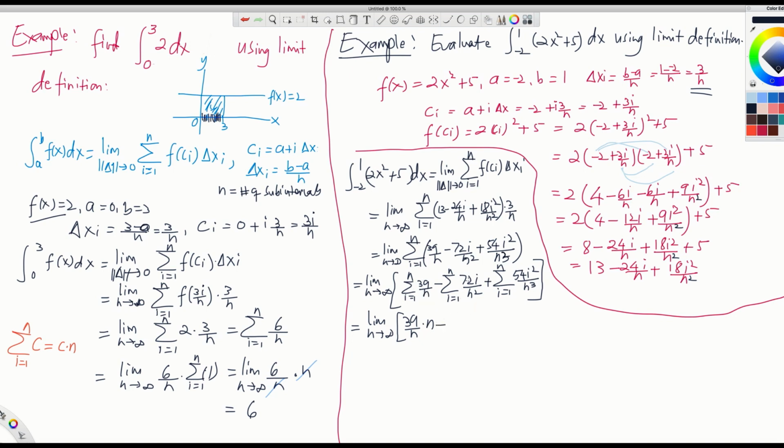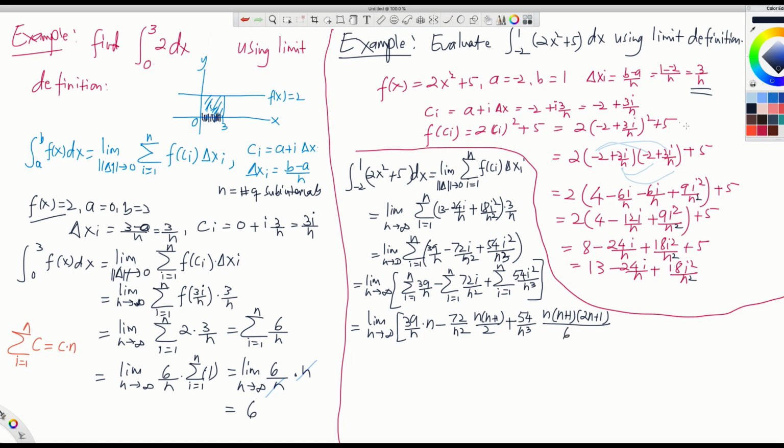Now minus, you pull that 72 over n square out. What is left is summation i. What is the formula for summation i? It is n times n plus 1 over 2. You see that? That's the summation of i there. And then plus, what do you get there? 54 over n cube is outside. And what is the formula for summation i square? It is n times n plus 1 and then 2n plus 1 over 6, this is what you get.